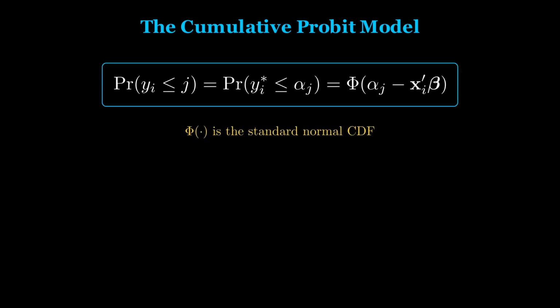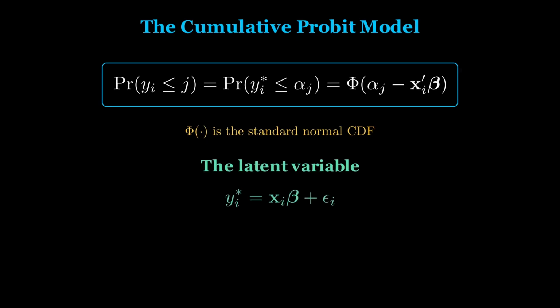Just as the logit model had a probit counterpart in the binary case, the cumulative logit model has a cumulative probit counterpart. Instead of the logistic function, it uses the standard normal distribution. The cumulative probit model says the probability of being in category J or lower equals the standard normal CDF evaluated at alpha j minus xi transpose beta. Here, phi is the standard normal cumulative distribution function.